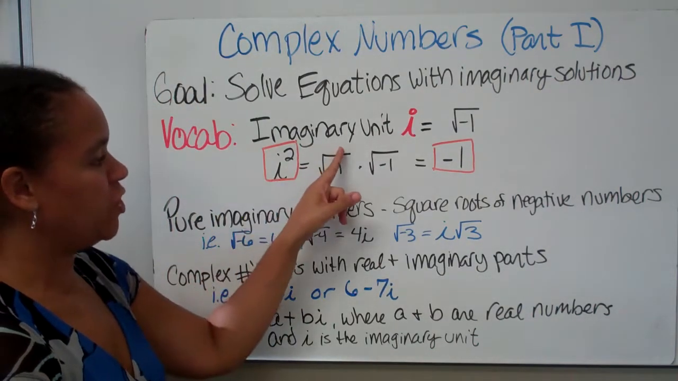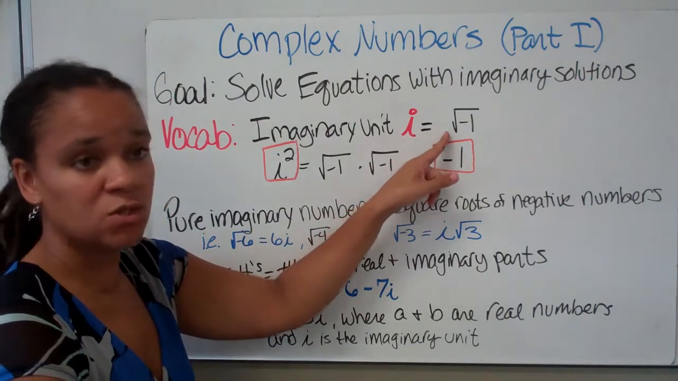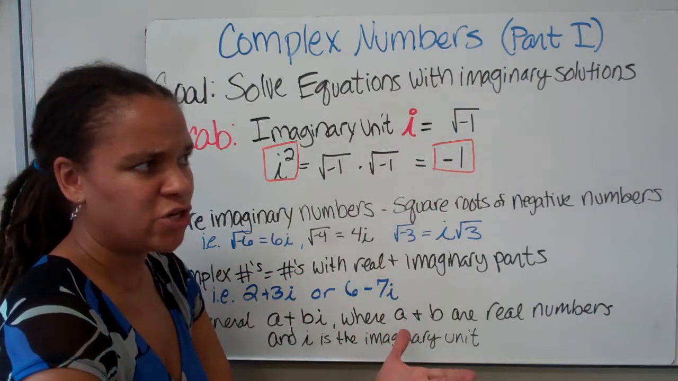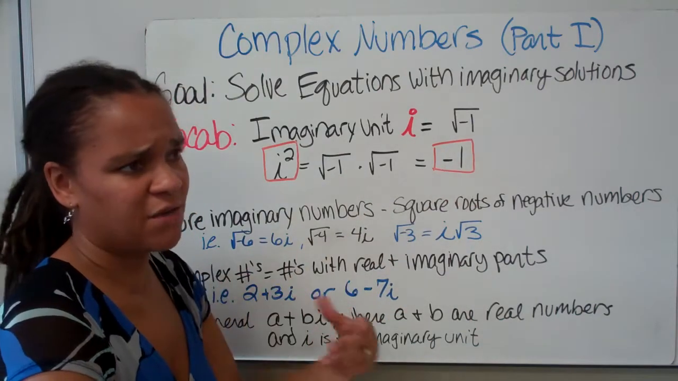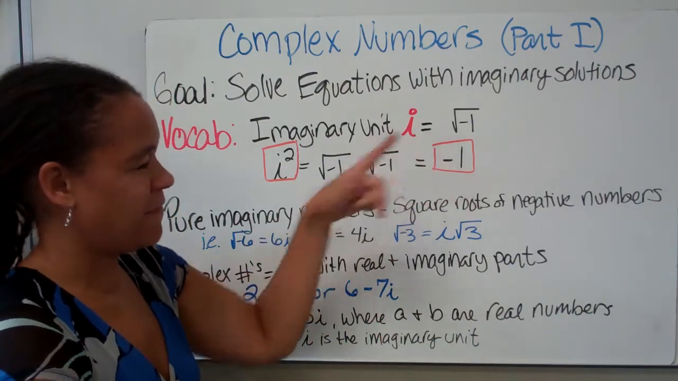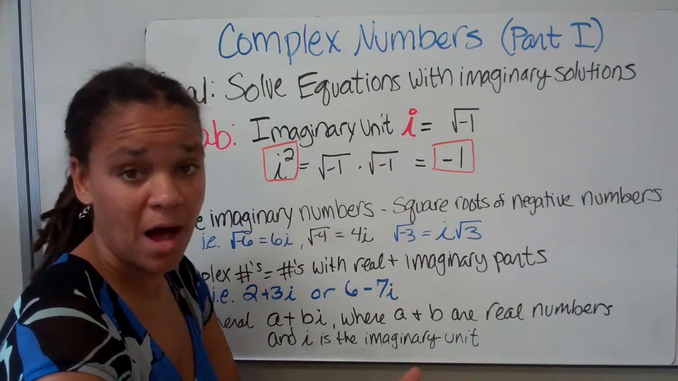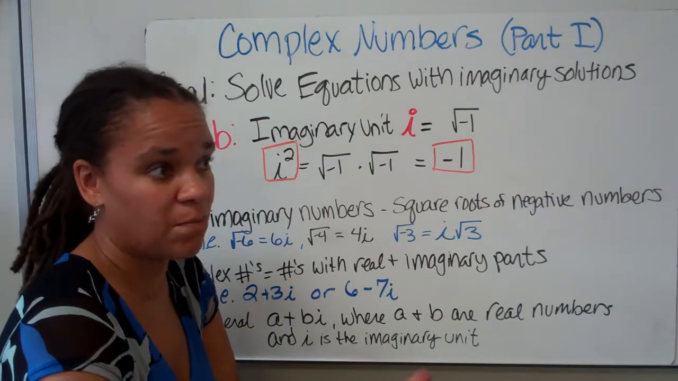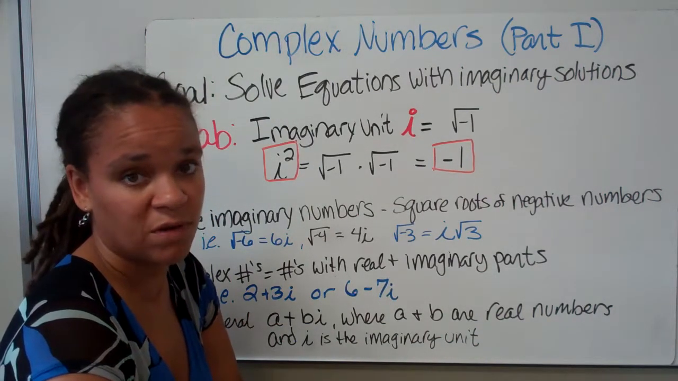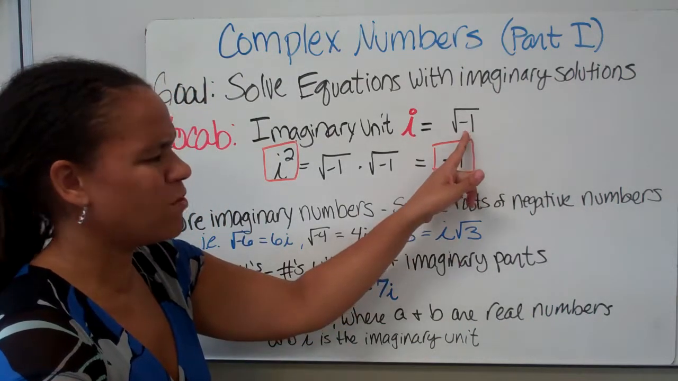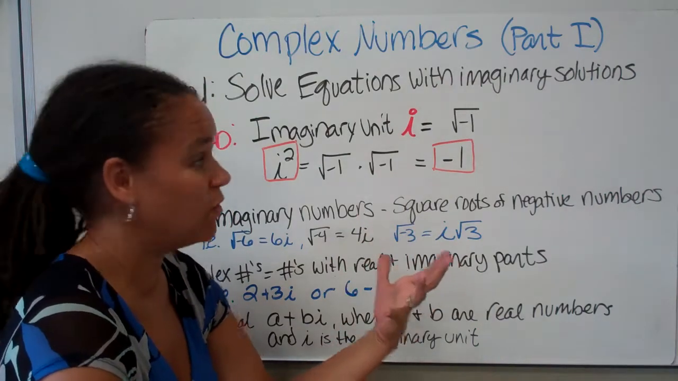The vocab: the imaginary unit is denoted by i for imaginary, and i is the square root of -1. The reason it's imaginary is because you can't take the square root of a negative number and get a real number. That would be like trying to take the square root of -25. Well, that couldn't be positive 5 because 5 times 5 will give you positive 25. Couldn't be -5 because -5 times -5 will give you positive 25. So the square root of a negative number is an imaginary unit because it's not anything that's real.